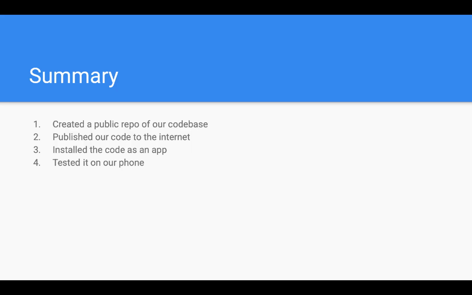What a jam-packed episode. You've created your public GitHub repo. You've got your code into that GitHub repo. You've published your code as a website. You've installed that website as an app on your phone, and you've tested it, hopefully online and offline.